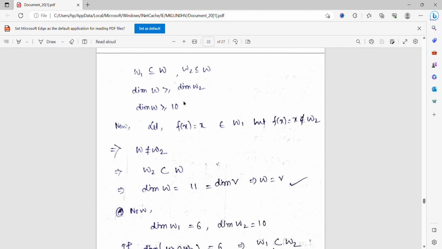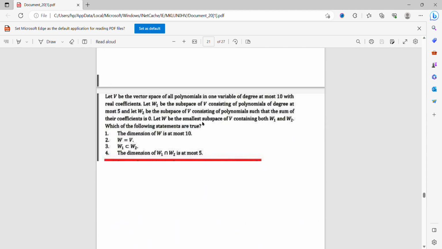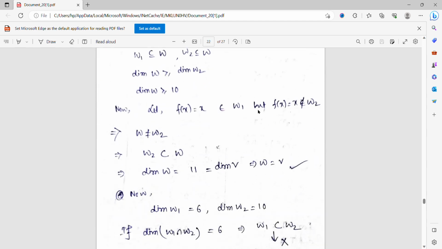Now dimension of W is greater than or equal to dimension of W2, so dimension of W is greater than or equal to 10. Now consider f(x) = x. This belongs to W1. Why? Because W1 is the subspace consisting of all polynomials of degree at most 5. It is a degree 1, linear polynomial, so definitely it is inside W1. But this is not inside W2, because W2 says the sum of all the coefficients must be 0, but here the sum of all the coefficients is 1, right? So f(x) = x does not belong to W2.